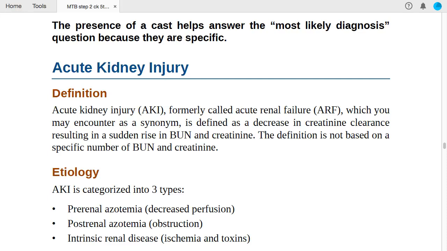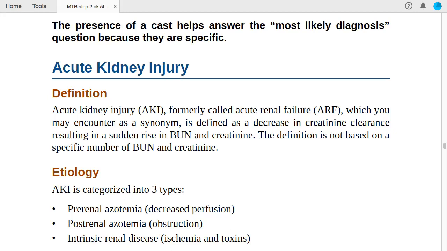For etiology purposes, we are going to categorize AKI into three types. First is pre-renal azotemia, before coming into the renal system. If the pathology is before the kidney, then we can say it's pre-renal azotemia. It's an increase in blood urea nitrogen and creatinine because of decreased perfusion of the kidney. We are going to see that this is pre-renal.